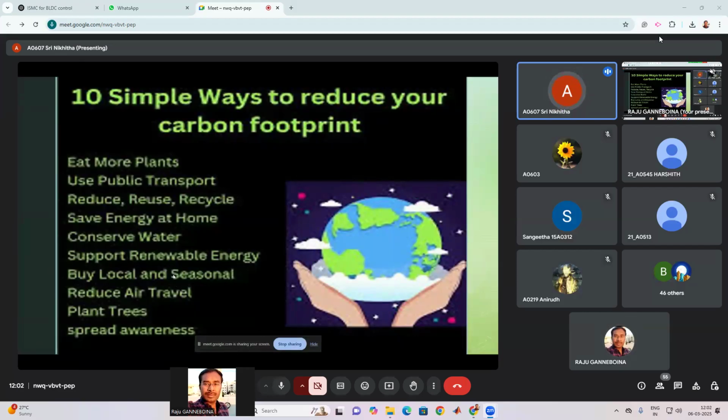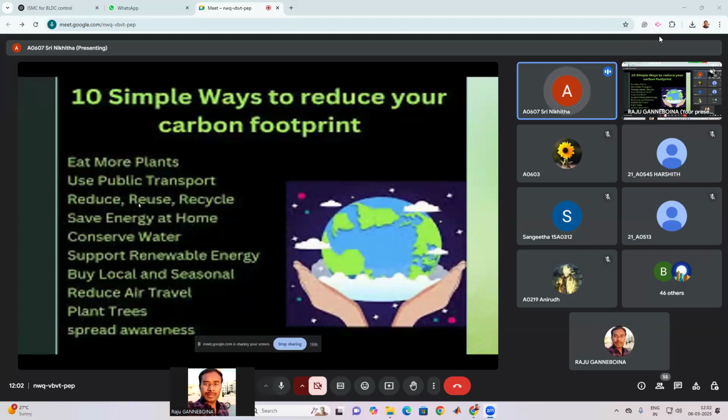The first one is eating a good diet and making good diet choices, reducing meat consumption, which has a high carbon footprint, choosing seasonal foods to minimize transport emissions, and eating more plant-based meals and fewer processed foods. Next one, using public transport can also reduce carbon emissions, or else we can switch to an electric or hybrid vehicle if possible.